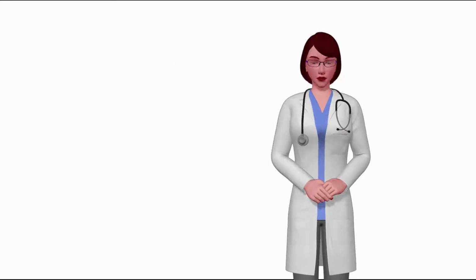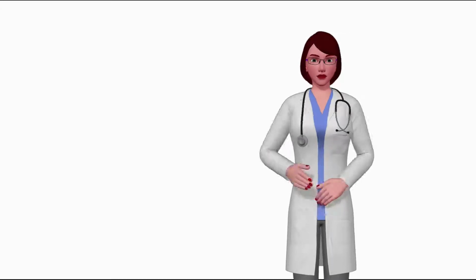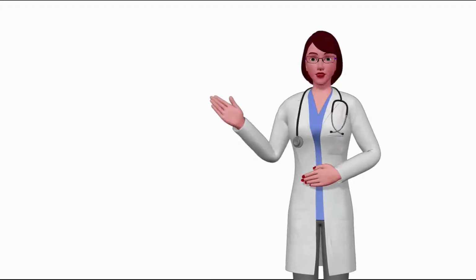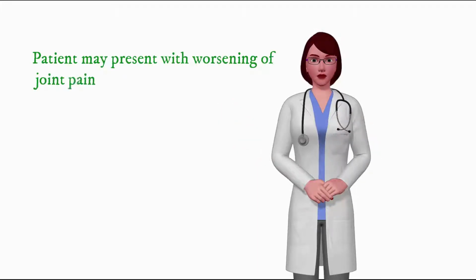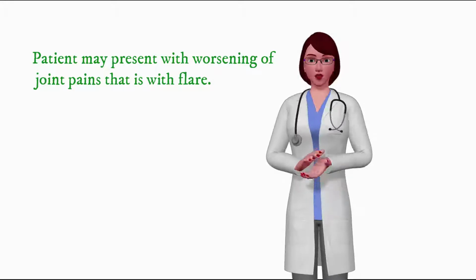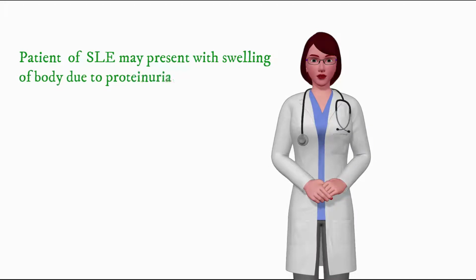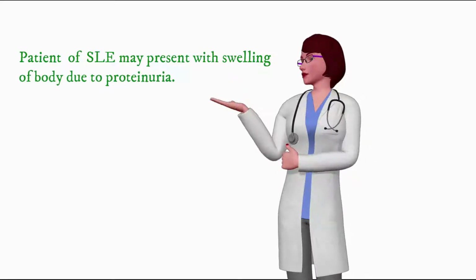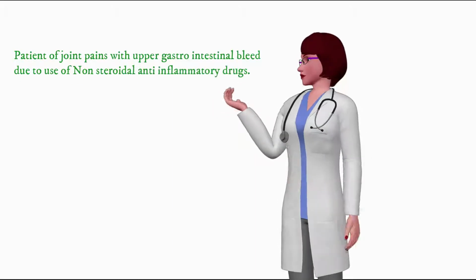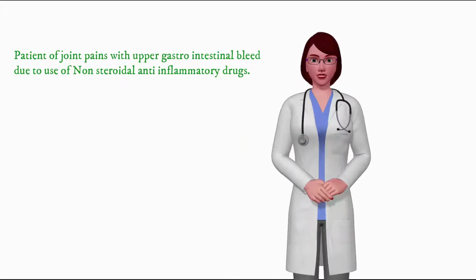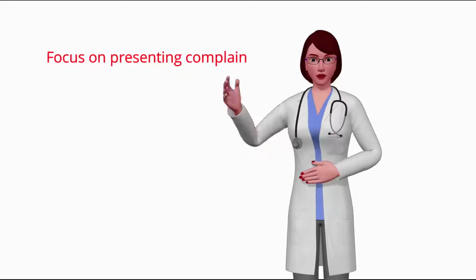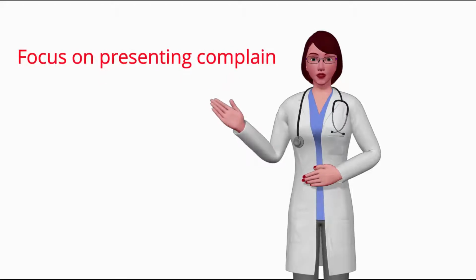But at this stage, I want to tell you that in the exam, you may face the following conditions while taking joint pain history. Like, the patient may present with worsening of joint pains, that is, with a flare. A patient of SLE may present with swelling of the body due to proteinuria. A patient of joint pains may present with upper gastrointestinal bleed due to use of non-steroidal anti-inflammatory drugs. So, you should be ready for the above conditions, and you should focus on the presenting complaint of the patient.